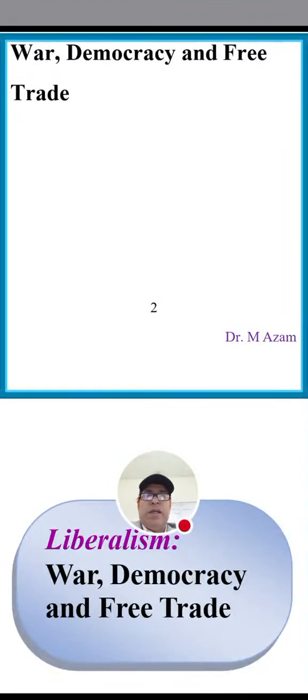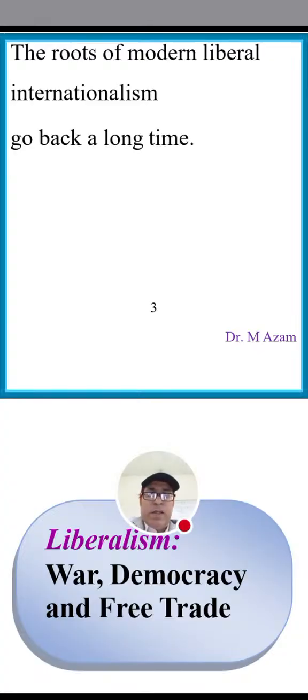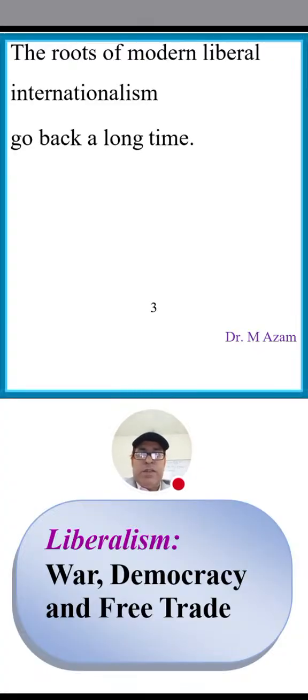War, Democracy, and Free Trade. So the authors discuss the linkage between war, democracy, and free trade in this section. They say the roots of modern liberal internationalism go back a long time.